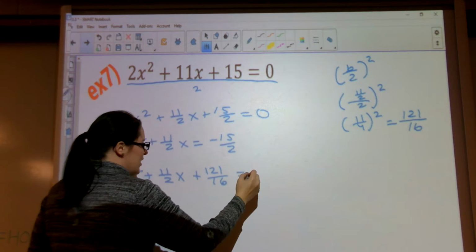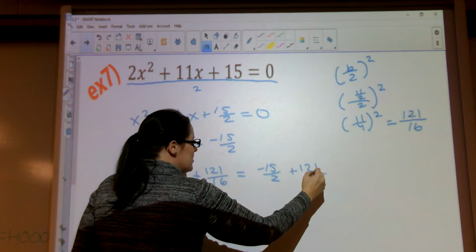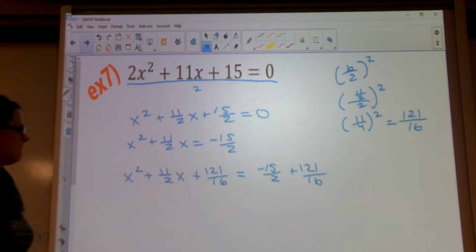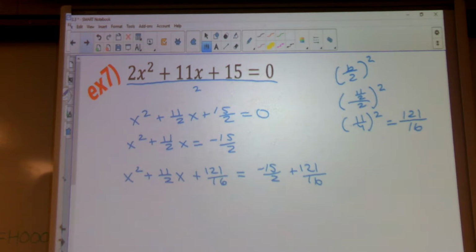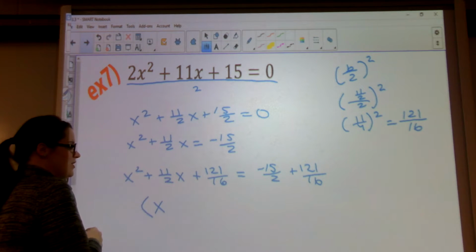Oh, this is going to be a no solution, I can tell. 15 halves plus 121/16. Wait a minute. Yeah, it's going to be no solution. What do we get on the other side? Dang it. I'm going to change this for next period.